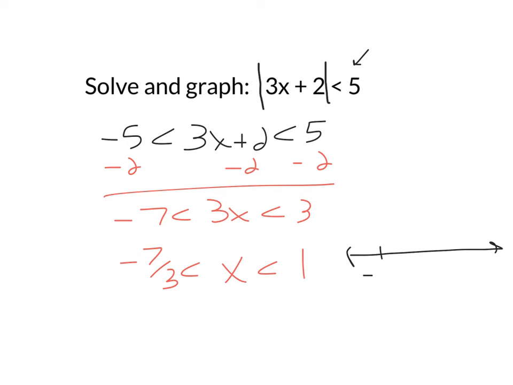Now directions just say to graph, so I'm going to put my number line over here. Put my 2 numbers there. Put a negative 7/3 and a 1 on my number line. Empty circles because it doesn't equal those 2. Now you may also write it in what's called interval notation, which you could write like this. Everything between negative 7/3 and 1 with parentheses, because it does not include the negative 7/3 or the 1.